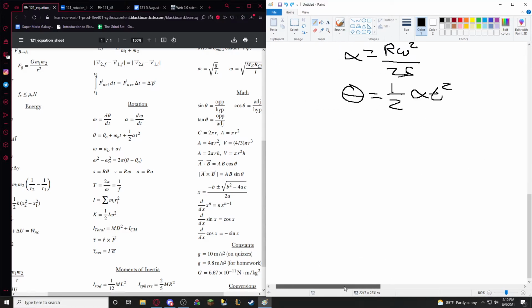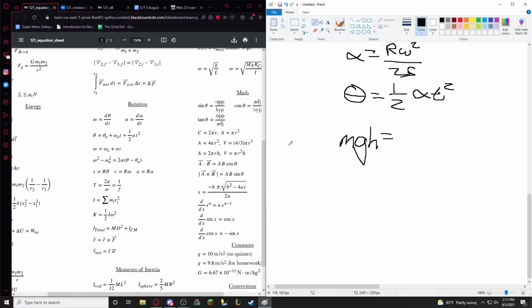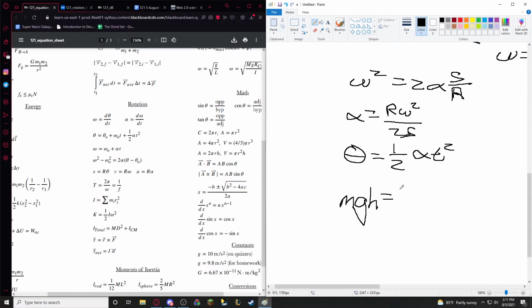Exactly. So initially it's mgh plus 0 kinetic energy. At the end, it's all kinetic energy, which is 3/4 mv squared. The m's cancel out, and we get our final velocity is the square root of 4gh over 3.